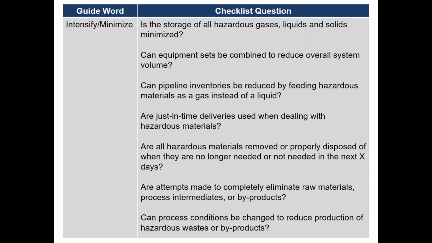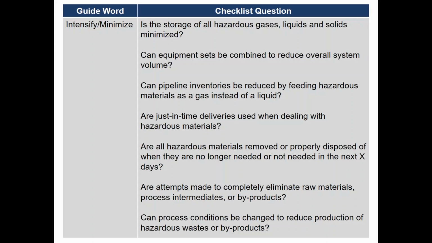So to begin, here are examples of intensification or minimization checklist questions that can be added to the HAZOP study. These questions can be rephrased by the facilitator to prompt maximum creativity of your team, such as using the wording, how might it be possible to do the following, instead of, is this possible to do the following? Intensification or minimization checklist questions include, is the storage of all hazardous gases, liquids, and solids minimized? Can equipment sets be combined to reduce overall system volume? Can pipeline inventories be reduced by feeding hazardous materials as a gas instead of a liquid?